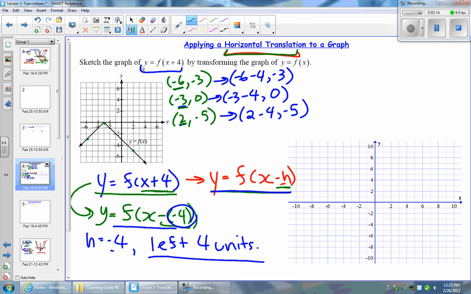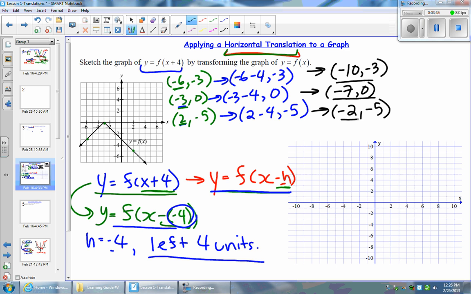So therefore, we have 3 new points of negative 6 minus 4, which is negative 10, comma negative 3. And then we have negative 3 minus 4, which is negative 7, comma 0. And finally, we have 2 minus 4, which is negative 2, comma negative 5. So here are my 3 new transformed points, and we simply just plot them. So we have negative 10, negative 3, which is about here, and negative 7, comma 0, which is right there, and finally negative 2, comma negative 5, so right there.